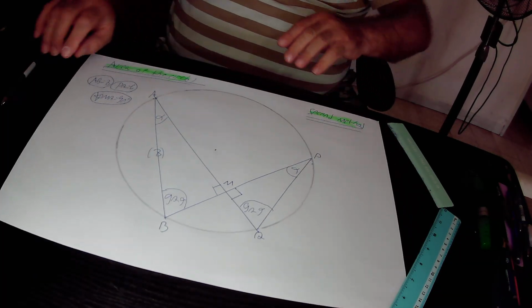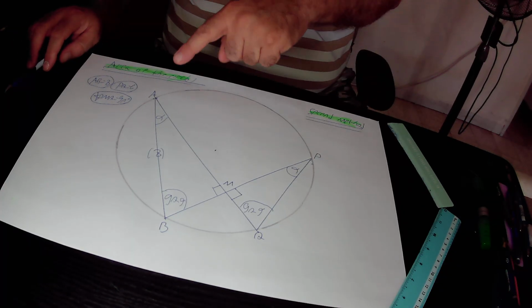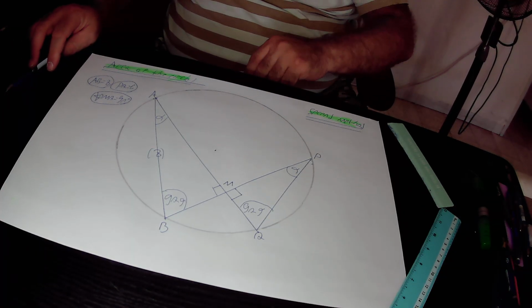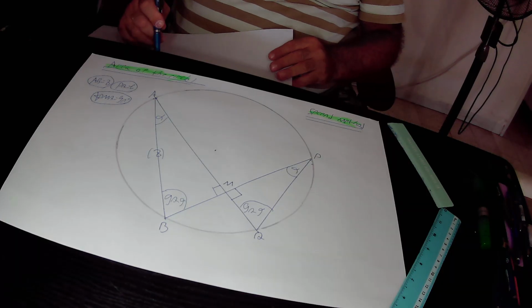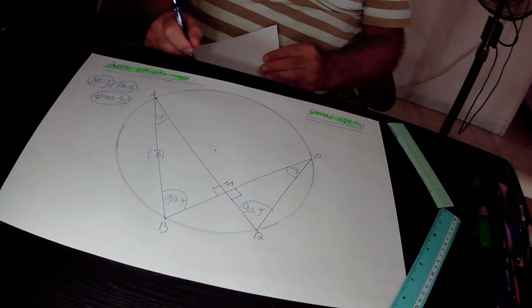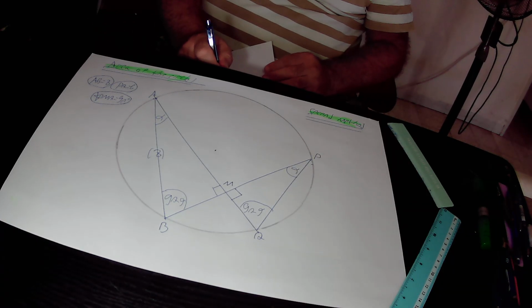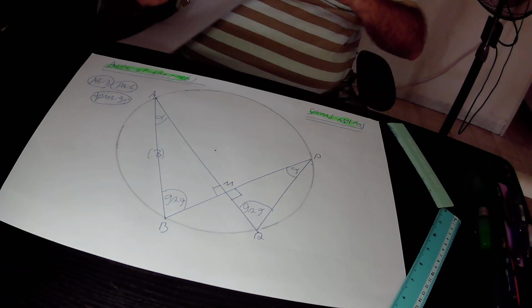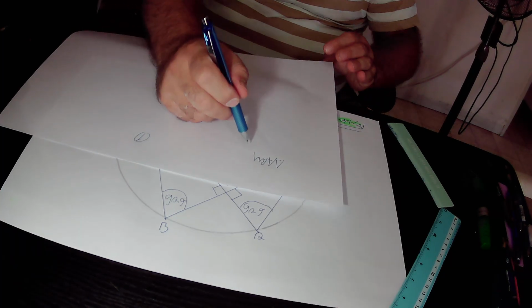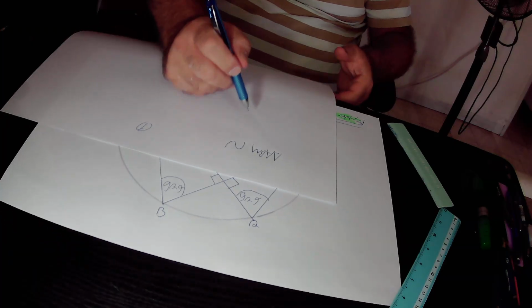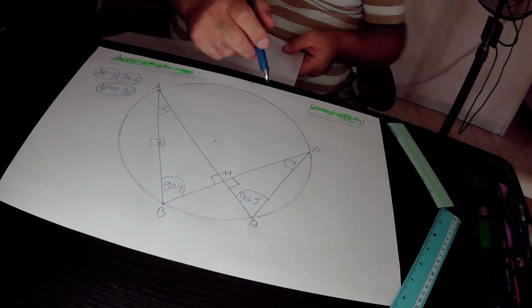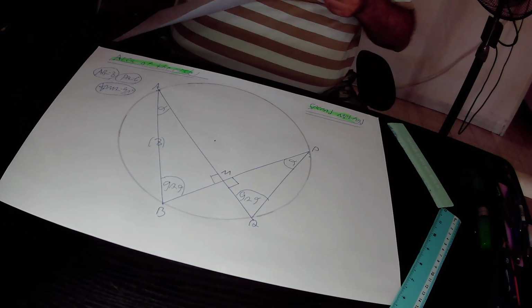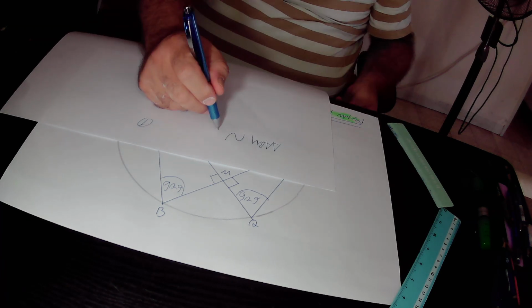So we found out that the right triangle ABM is similar, this is the sign of similar, to the small right triangle PMQ according to the angle similarity rule.